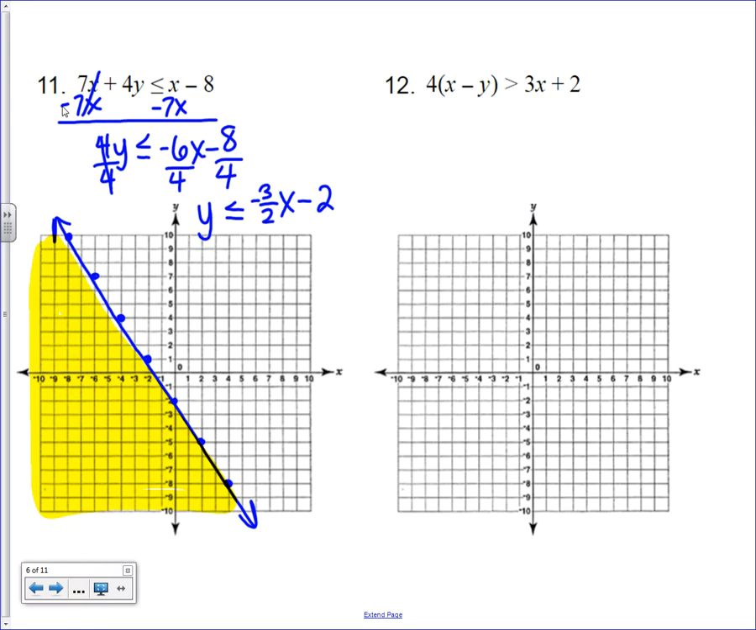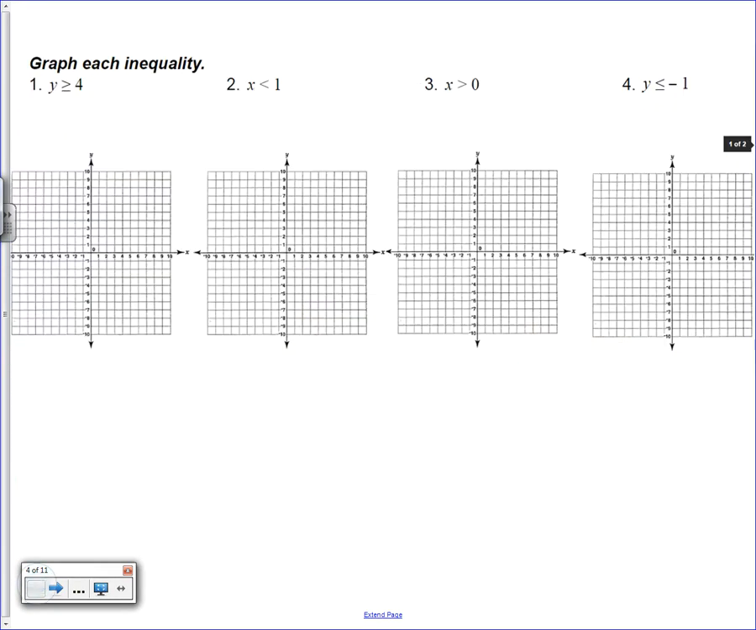Yeah, the variables are already by themselves. And what else do you notice about the variables? There's only one of them. It's either only x or only y, right? Yeah, and they're on the left side, which is what we want, right?